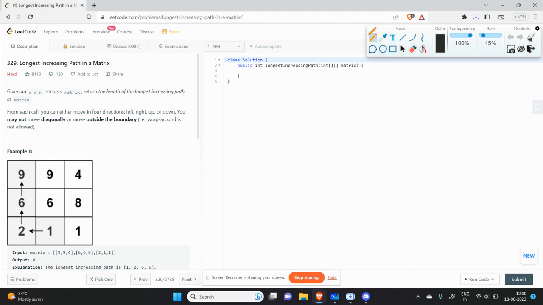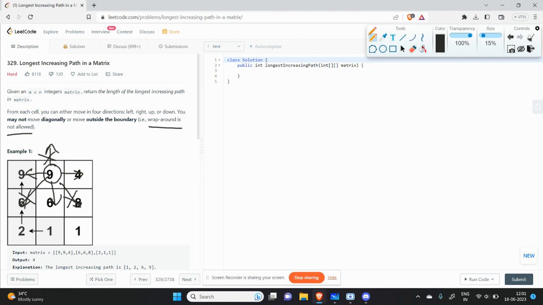From which cell we can either move in four directions, left, right, up or down. You may not move diagonally or move outside the boundary. Wrap around is not allowed. For example, let's say I am currently at this cell, then I can go into the left direction, into the right direction, and I can also go in the downward direction. But I can't go in the upward direction, and I also can't go diagonally. Something like this is not allowed, and this one is not allowed.